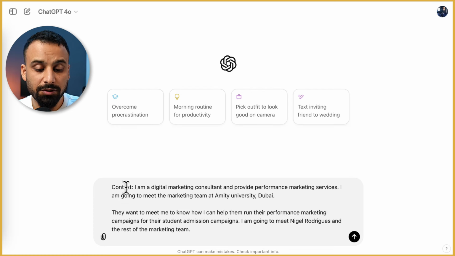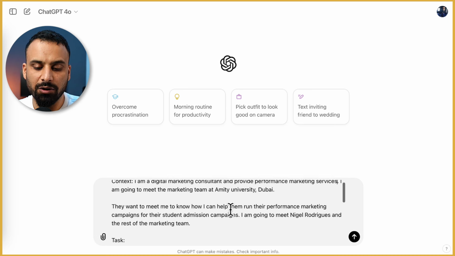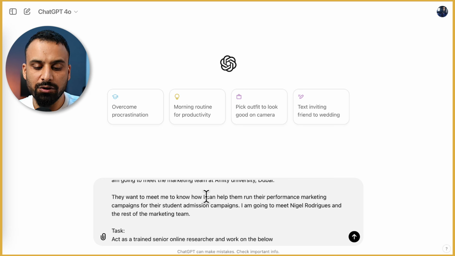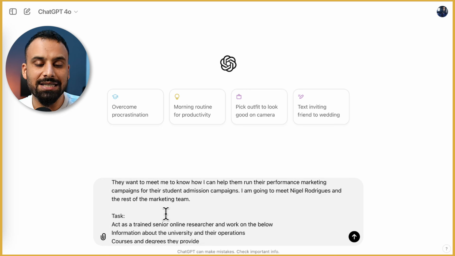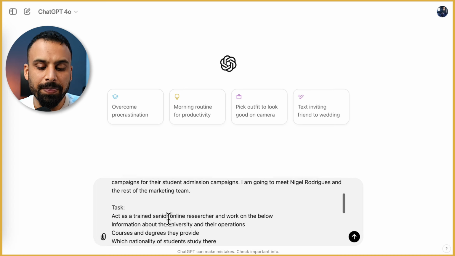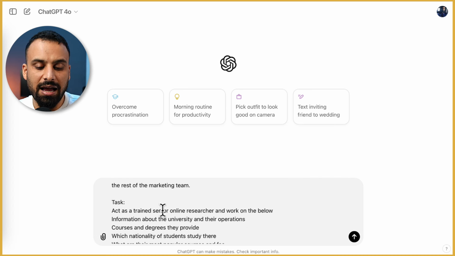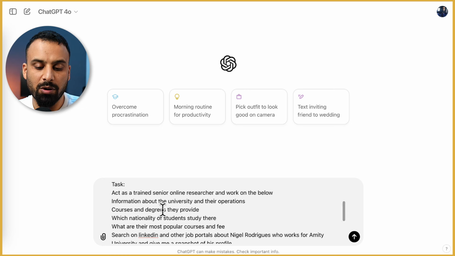For example, here's my prompt. Context: I'm a digital marketing consultant and provide performance marketing services. I'm going to meet the marketing team at Amity University, Dubai. They want to meet me to know how I can help them run their performance marketing campaigns for their student admission campaigns. I'm going to meet Nigel Rodriguez and the rest of the marketing team. I have selected Amity because I have worked with them previously, so I just wanted to know how valid the information is.